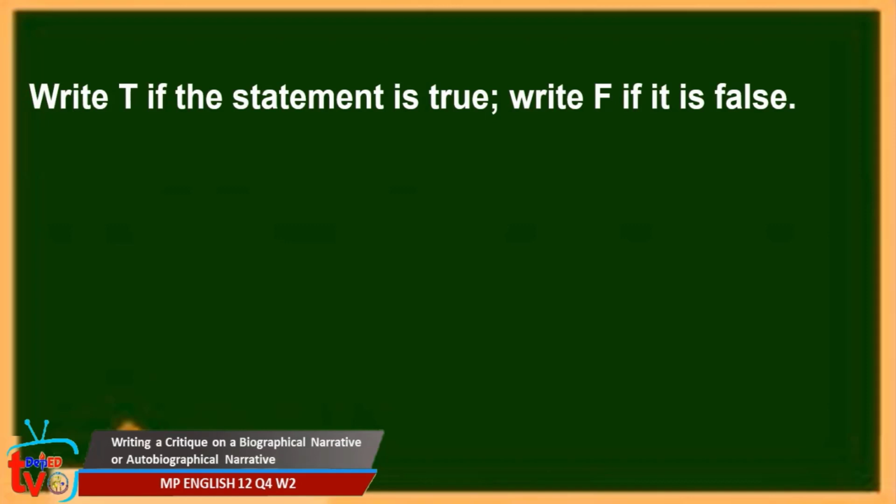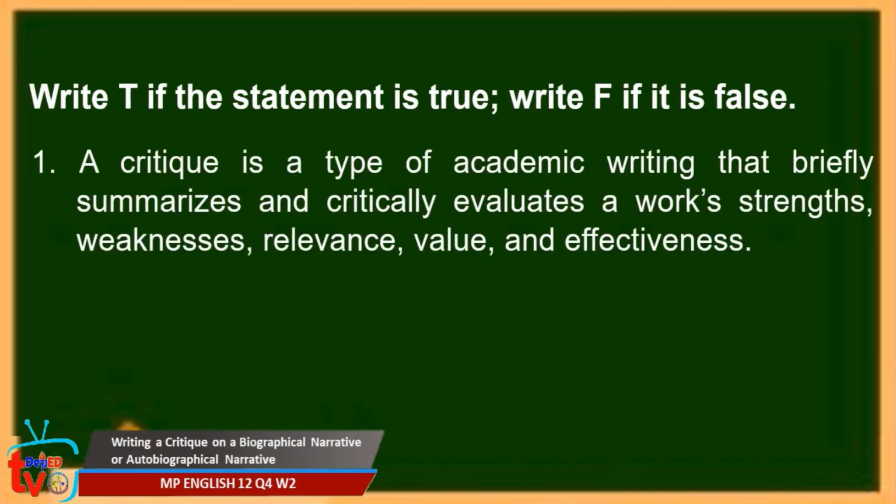Now, let's test your knowledge about our topic. You read each statement carefully, and on your answer sheet, write T if the statement is true and F if it is false. You can do this for 5 minutes. Number 1. A critique is a type of academic writing that briefly summarizes and critically evaluates a work's strengths, weaknesses, relevance, value, and effectiveness.